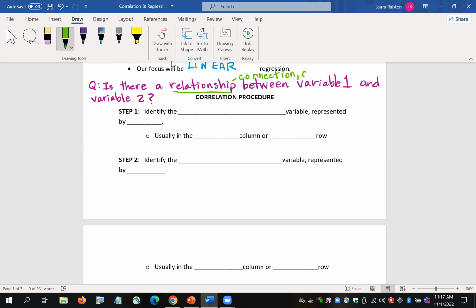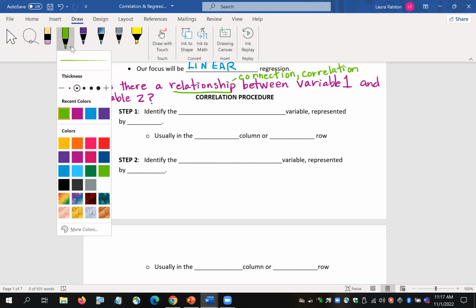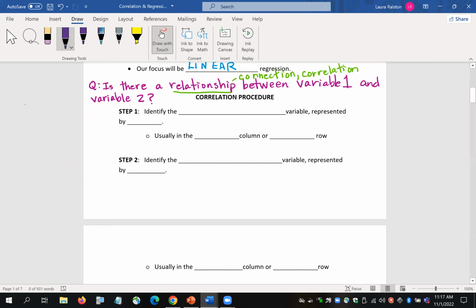You could also see the word correlation, the actual correlation word. Okay, so those are some other synonyms you might see in that particular question. So that's where we begin. We begin by asking that question, is there a relationship?